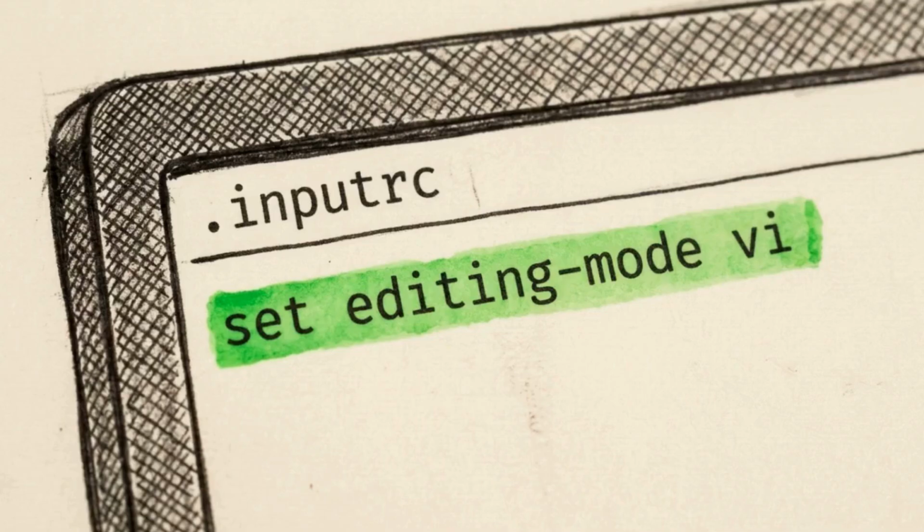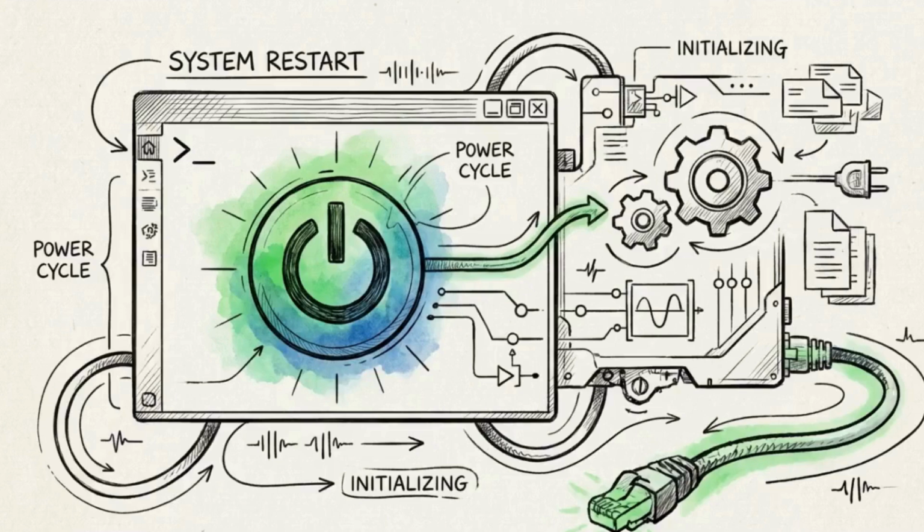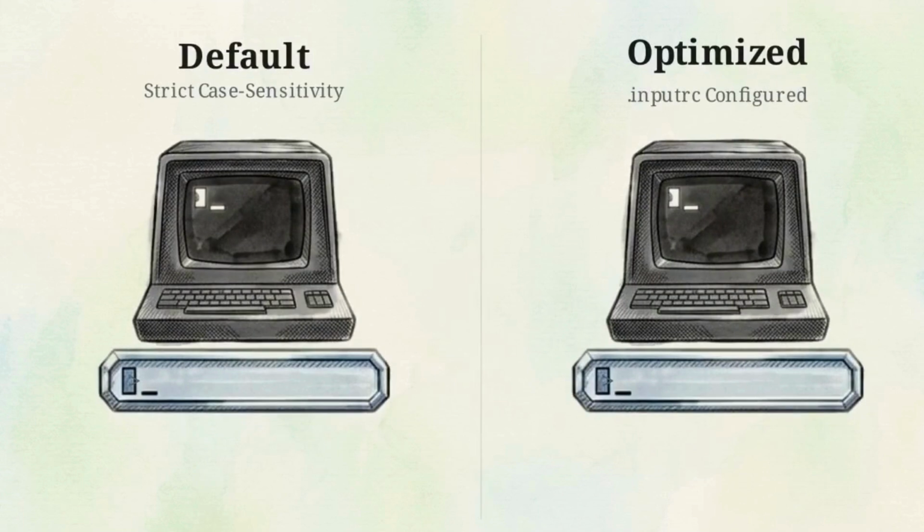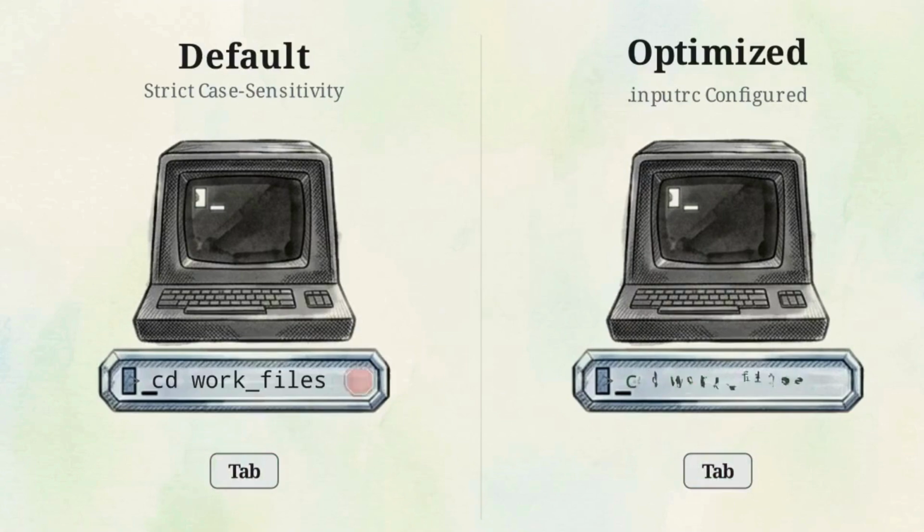Adding a specific configuration command to your input RC file forces your tab completion to ignore case sensitivity. You need to restart your terminal application for this new rule to take effect. This diagram shows the change. Type a known capitalized file name in lowercase, hit Tab, and the path automatically fills in.